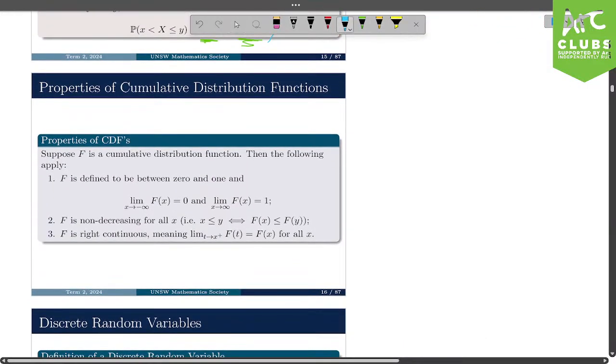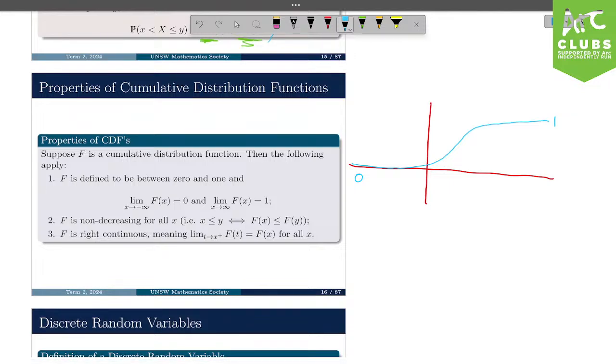We have a couple more properties. So a cumulative distribution function, what does it look like? Generally, it'll look something like this, where it goes to 1 and 0 at positive and negative infinity. It is non-decreasing, so it's always increasing. That's really important. And it's right continuous. These just come from the definition, and shouldn't be too difficult to understand.